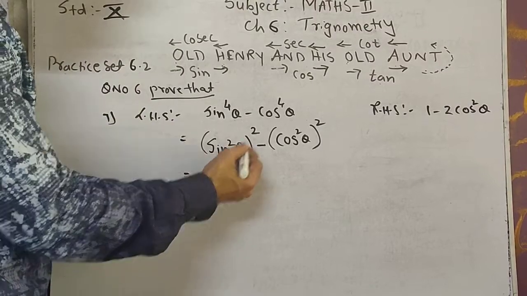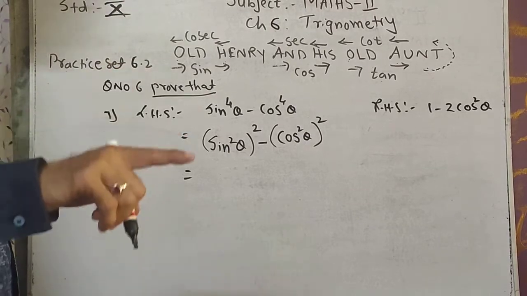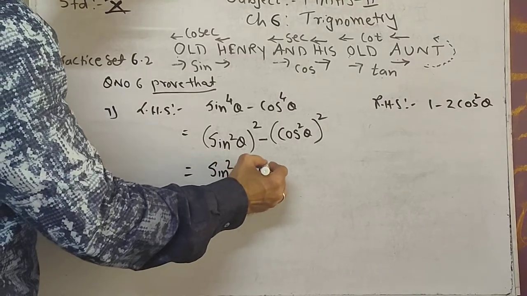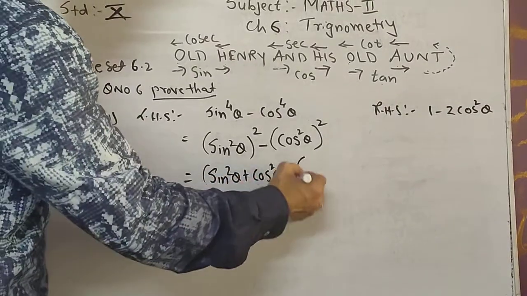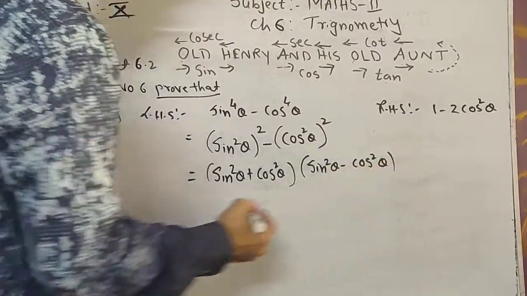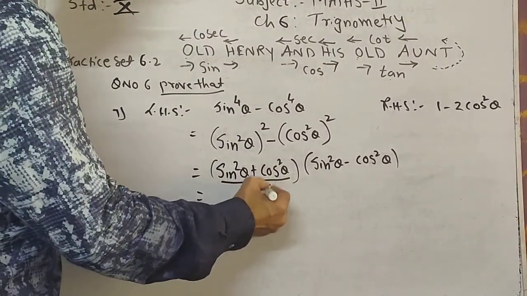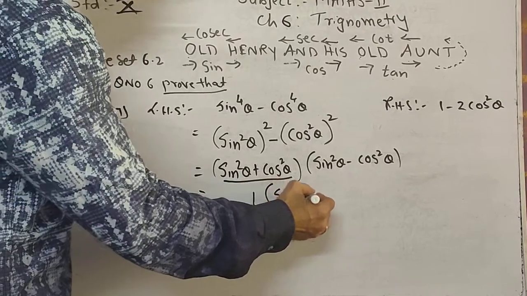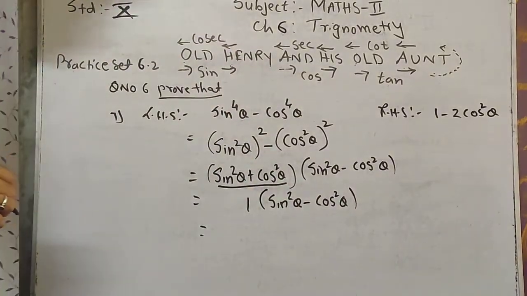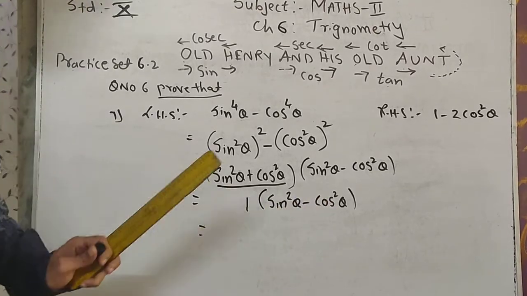For us it is a square minus b square. So a square minus b square means a plus b, a minus b, means sine square theta plus cos square theta, sine square theta minus cos square theta. Now you know very well sine square theta plus cos square theta is 1, into sine square theta minus cos square theta. 1 into this is the same only. 1 into sine square theta minus cos square theta will be the same only.